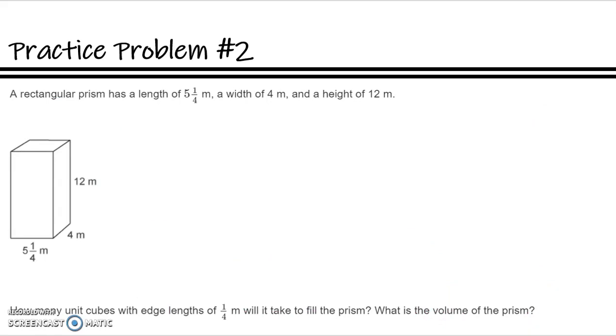Okay, so for this one, a rectangular prism has a length of 5 1/4 m, width of 4 m, height of 12 m. How many unit cubes with edge lengths of 1/4 m will it take to fill the prism? What is the volume of the prism? So again, I have to do each dimension divided by the size of a cube, the edge length, to figure out how many of these fit in here. So you could pause this video and figure that out.